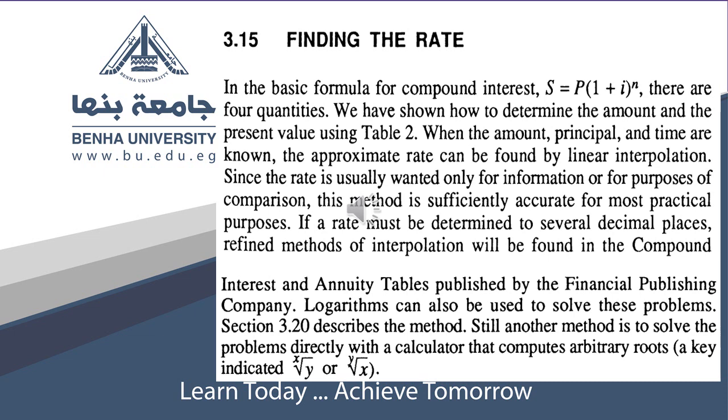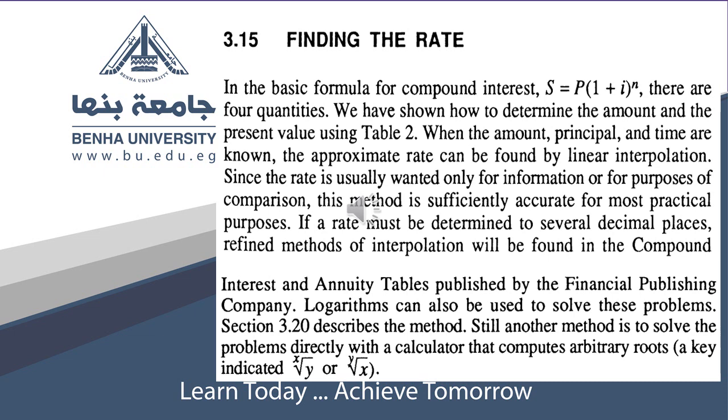These are the four quantities: S, B, i and n. We find S and B and n, but what about i, the interest rate in compound interest? We will now, in this lecture, find i. What is i, the interest for compound interest? We have shown how to determine the amount and the present value using table 2.